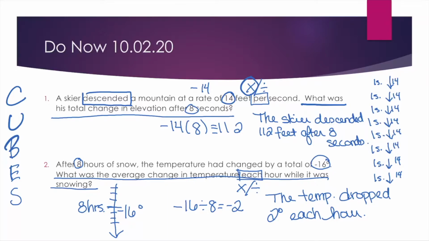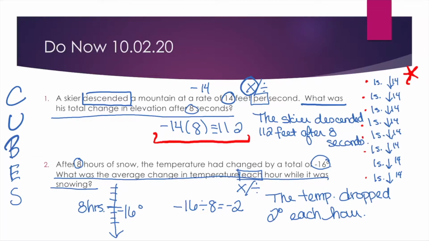So if we're not sure if it's multiplication or division, that's when we draw our model, right over here. In 1 second, the skier goes down 14 feet. And then the next second, 14 feet, and so on and so forth. We have 1, 2, 3, 4, 5, 6, 7, 8 seconds and 8 14s, which means we have to multiply negative 14 times 8. We get negative 112, but remember, word problems require context. So the context here is the skier descended 112 feet after 8 seconds.